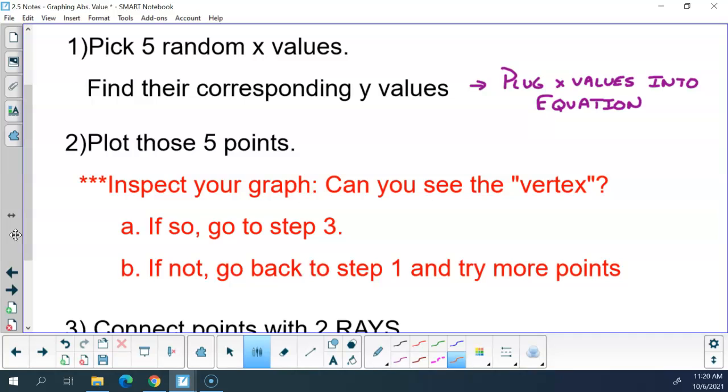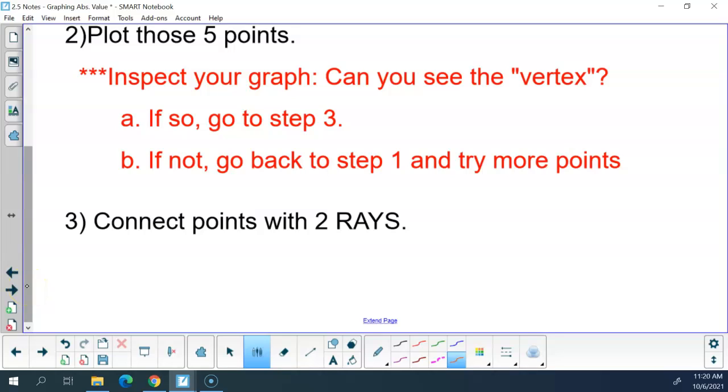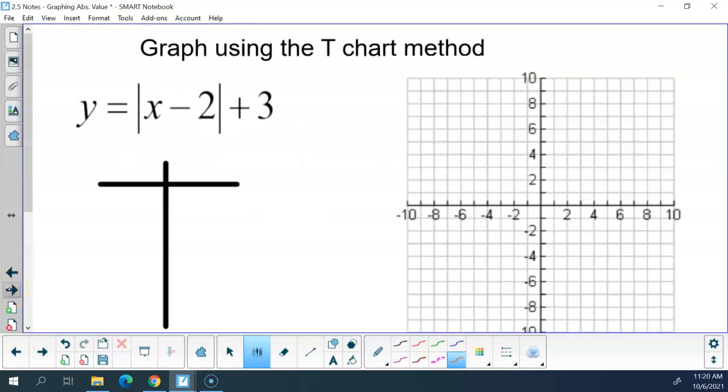Once we have the vertex, and once we have the V clearly shown with points, then we're going to connect those 2 points with rays. We are not making x's on our graph. We are making V's. Okay? So we connect with 2 rays. We don't connect with 2 lines. We connect with 2 rays. Okay? Let's put it to work. So here is our first graph function. Okay? y equals the absolute value of the quantity x minus 2, then plus 3.